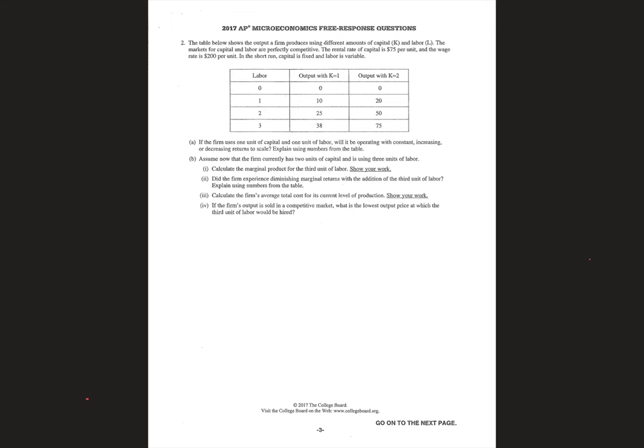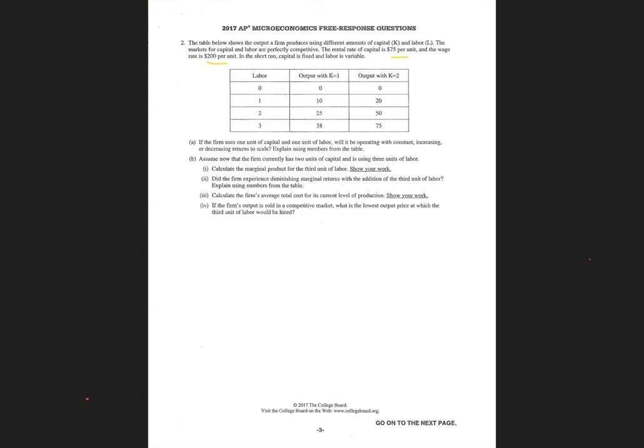The rental rate of capital is $75 a unit. The wage rate is $200 per unit. So I know that I have two marginal resource costs, right? One for capital at $75 per unit, and the wage rate is $200 per unit. And I know that labor and capital are both perfectly competitive, so they will be constant. In the short run, capital is fixed and labor is variable, okay?